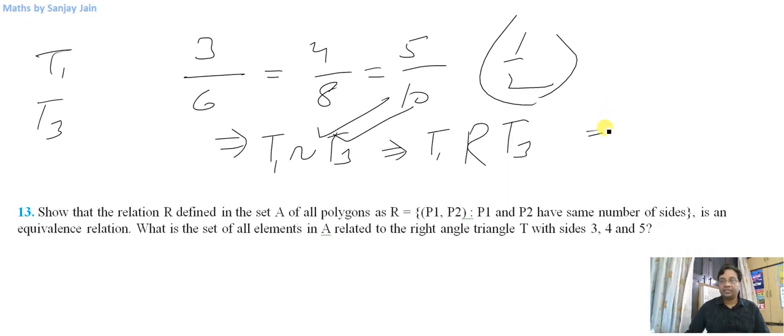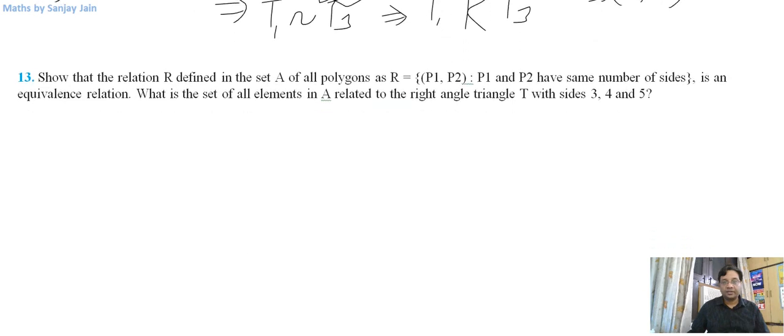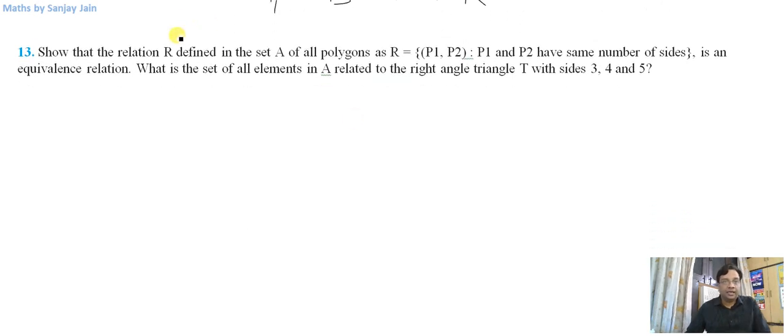Or in other words I can write T1, T3 belongs to R. Show that relation R defined in the set A of all polygons. And what is the definition? P1 and P2, that two polygons should have the same number of sides for being in this relation. It is an equivalence relation. So to show it is an equivalence, I need to show reflexivity, symmetry and transitivity.